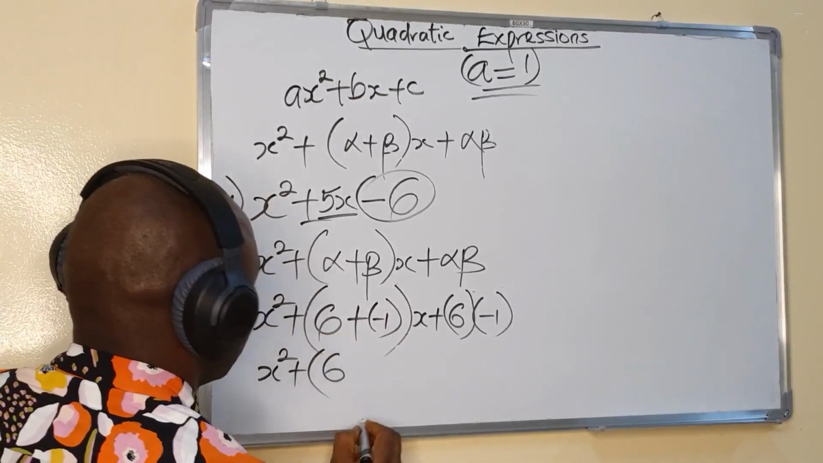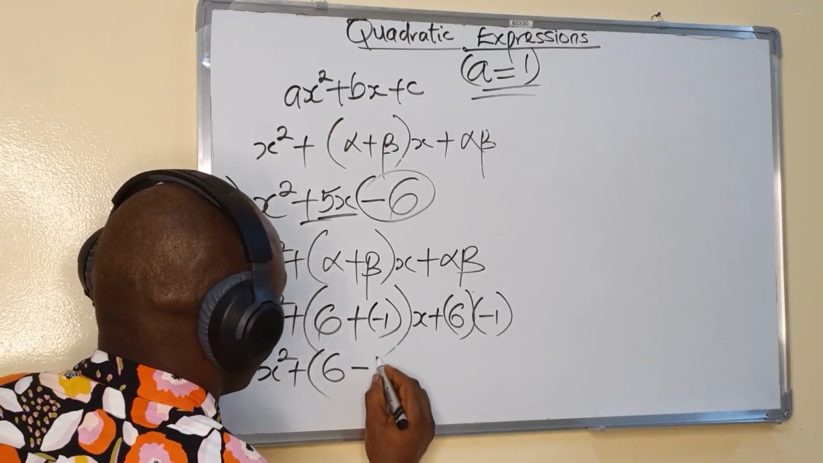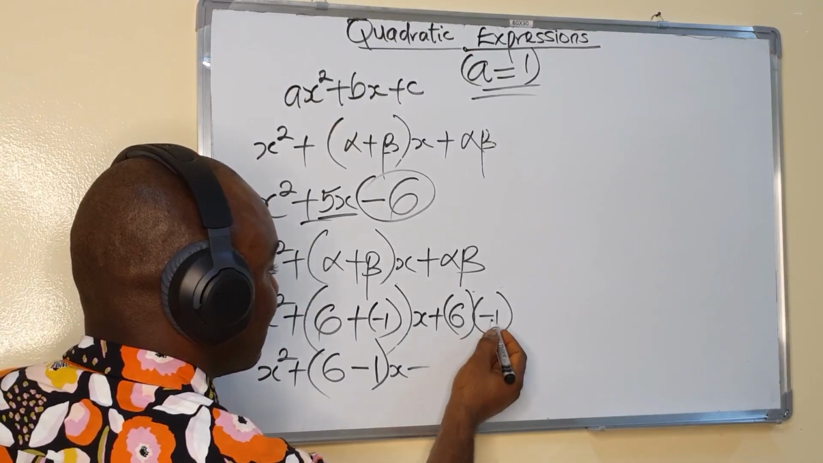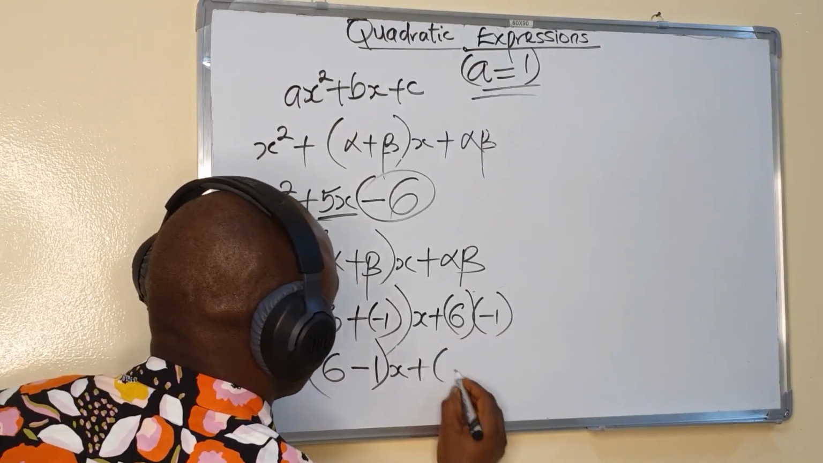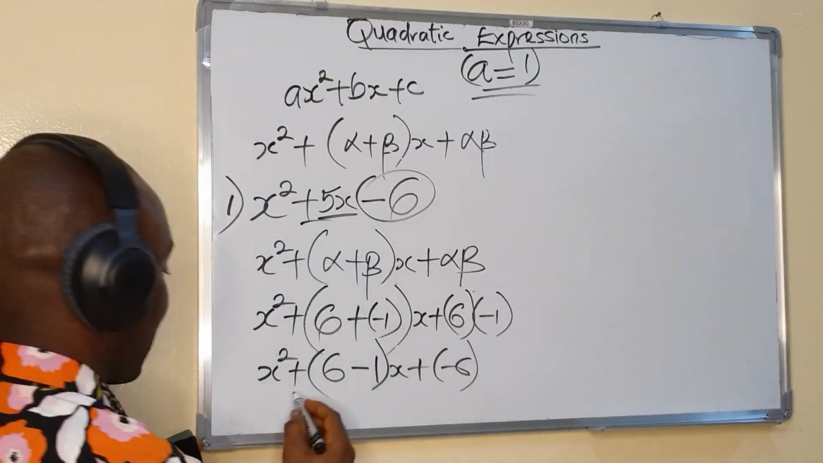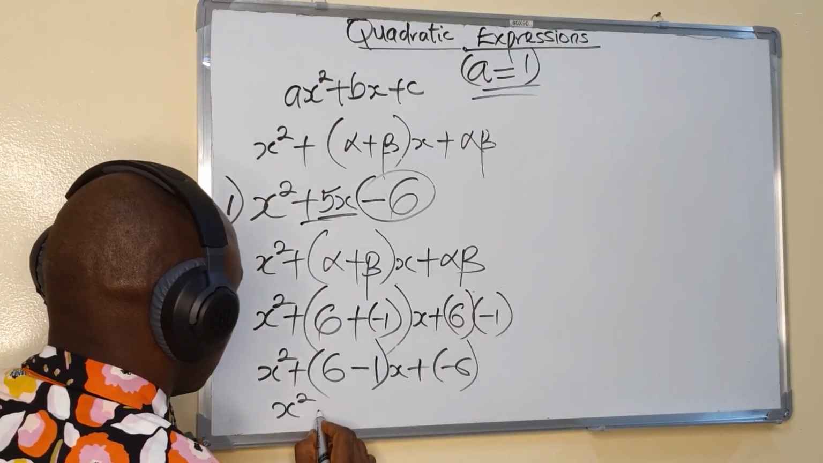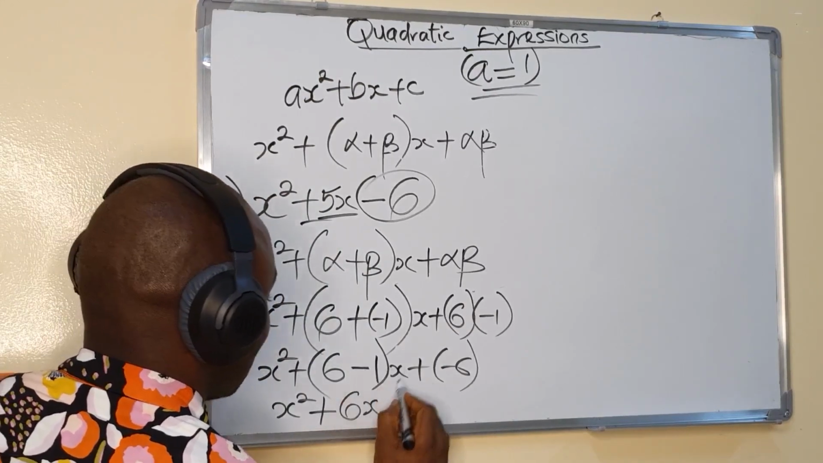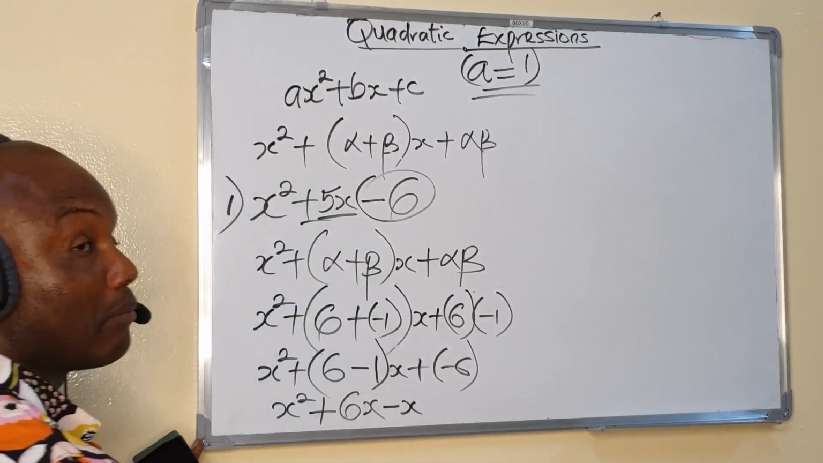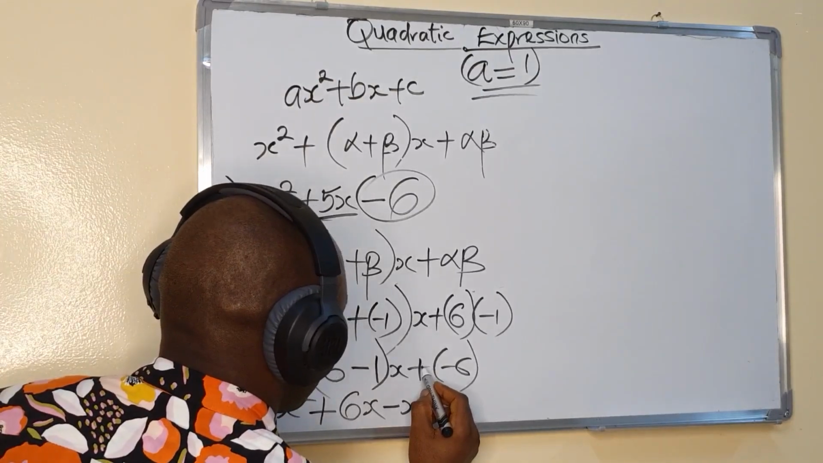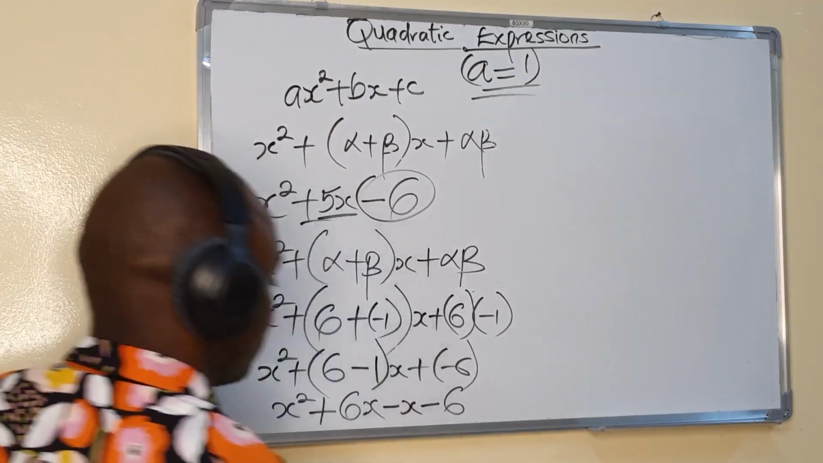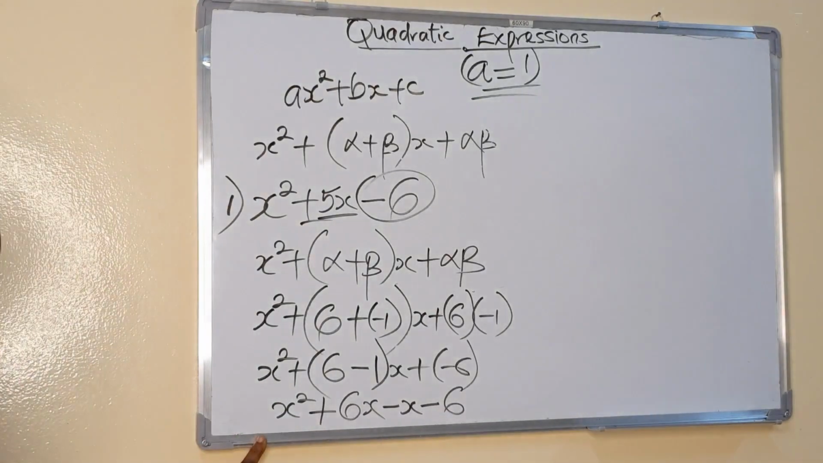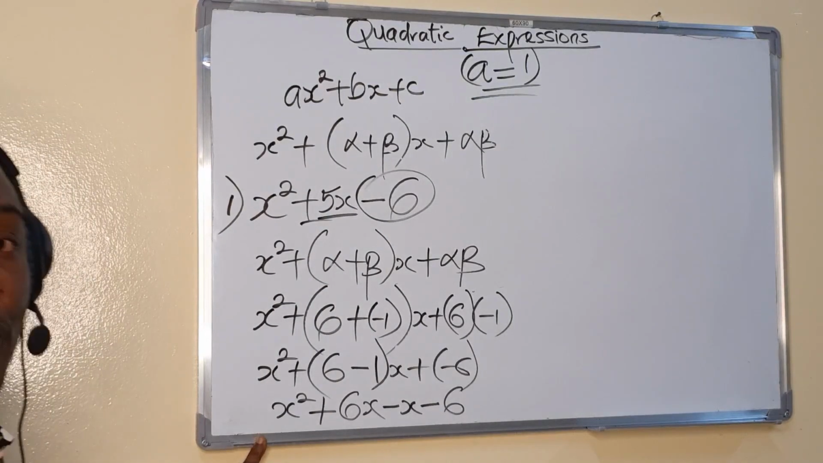So to do that, 6 stays alone, plus and minus will give us minus, 1 stays alone, close the bracket, x plus, let's see, 6 times -1 will give us -6. So when we open up the bracket, this is going to be x squared plus 6 times x is 6x. Minus 1 times x is -1x, or you can just write it as -x. Then positive times negative gives us -6. Now, since we have reached this level, we can easily apply our basic skill of factorization by grouping.